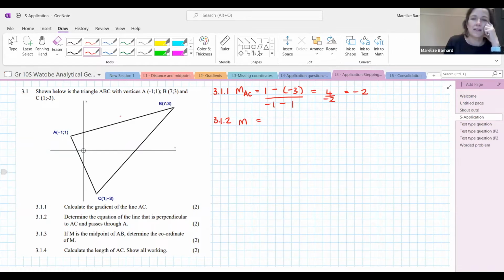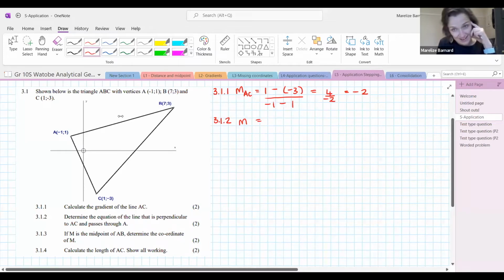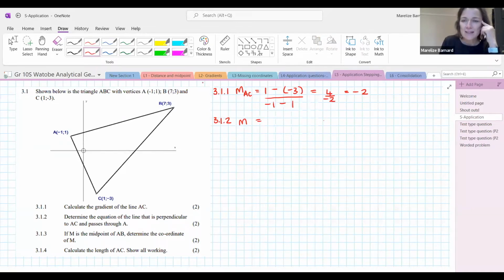Well done. Okay, guys, one more time. Let's do the rerun of the perpendicular lines. If the gradient of AC is -2, we need to change the sign. Yes, make it positive, but then we also have to do the reciprocal. So if it's -2 over 1, then it must be 1 over 2. So that's the gradient of the lines that are perpendicular. So that's just the gradient.